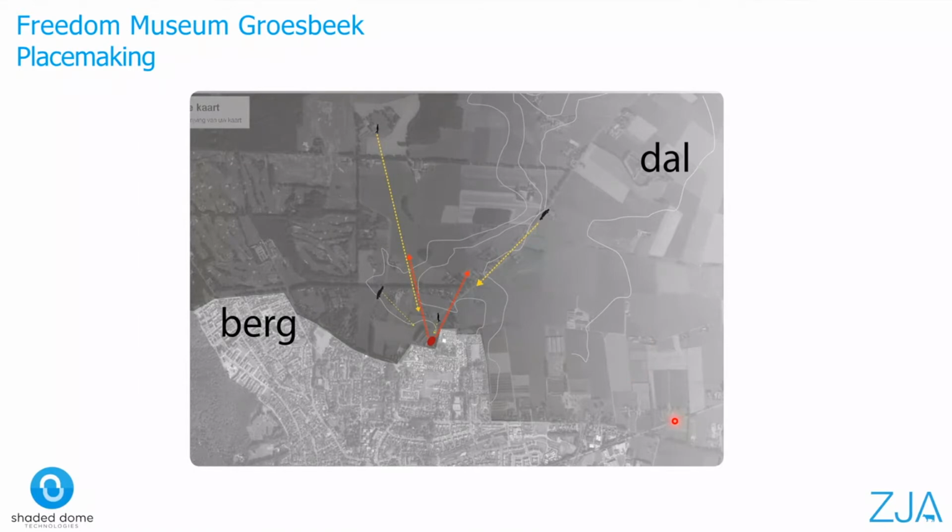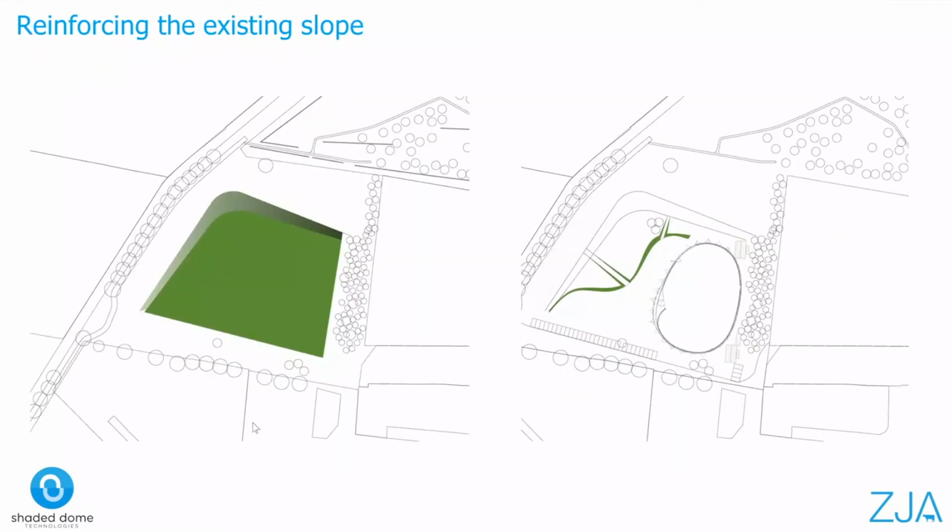And this theme, you will see, is reflected in our design in various ways, and you will see it coming back as we move along in today's talk. The idea was to reinforce the existing slope and create a visual relationship with the valley, and thus connect the museum with its immediate surroundings. Here, the shape of the landscape was determined by the shape of the new building and the functions which it holds around.